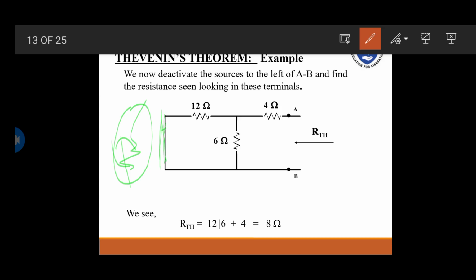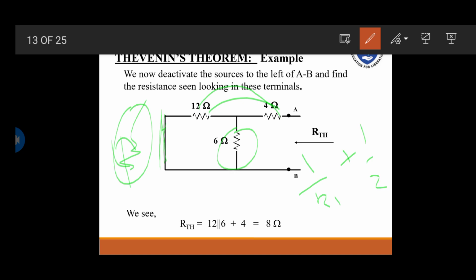This is the circuit which we got. We can consider these two are in parallel and this is in series, right? Yeah, absolutely. These two are in parallel, this is in series. As we know, to find the equivalent resistance in parallel, we use 1 by R1 plus 1 by R2.